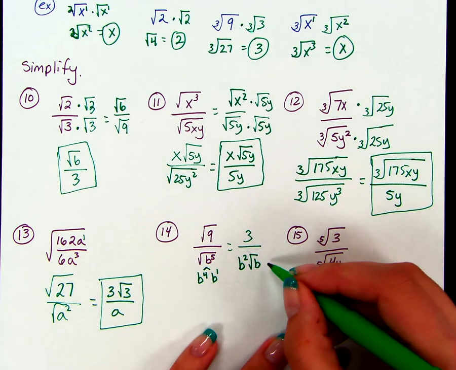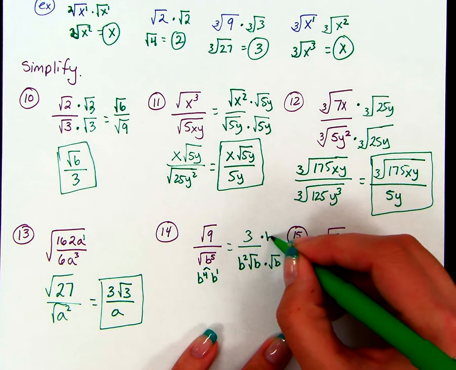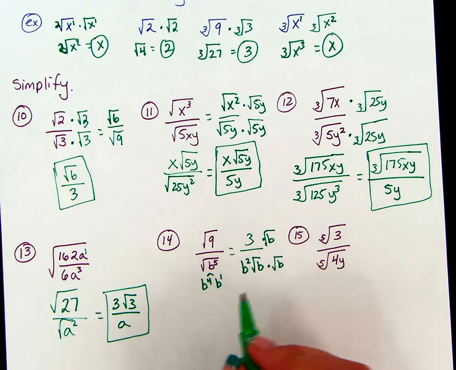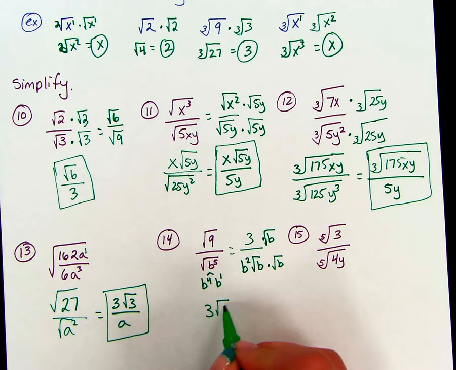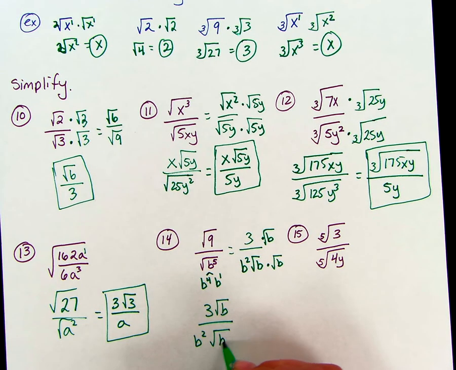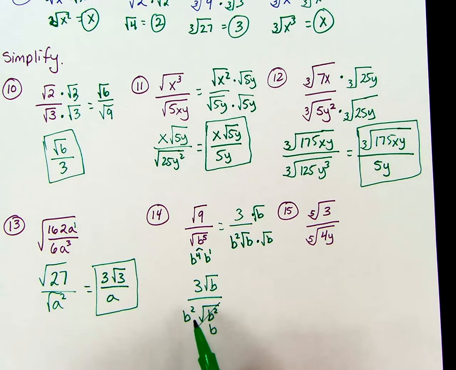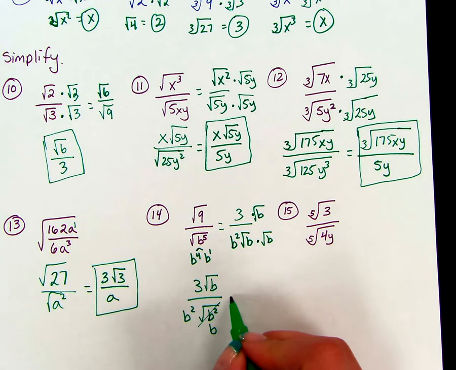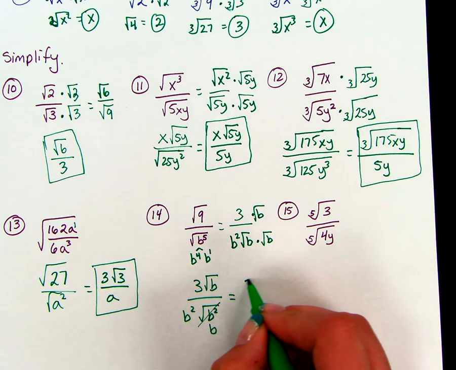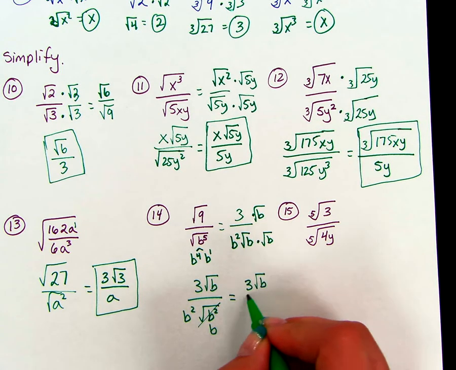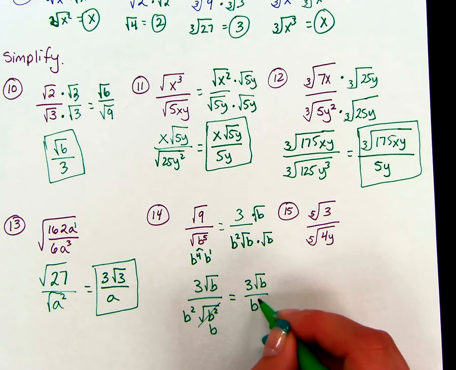So we're trying to create a perfect square, so I'm just going to multiply by the square root of b to the top and bottom. So in the numerator, this will become 3 square root of b. And then in our denominator, we have b squared times the square root of b squared. So now this is going to simplify to be b, and because we already have a b squared there, we're still multiplying those together. So our final answer for this one will be 3 square root of b divided by b cubed.